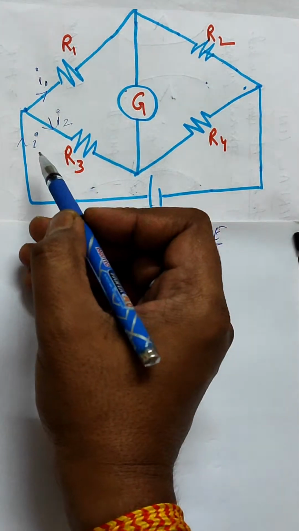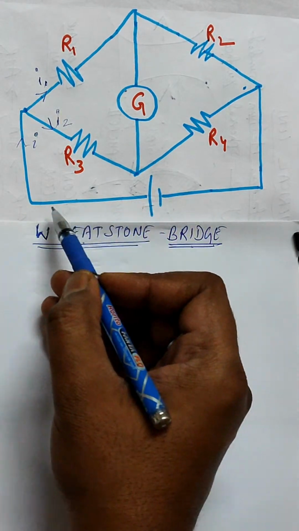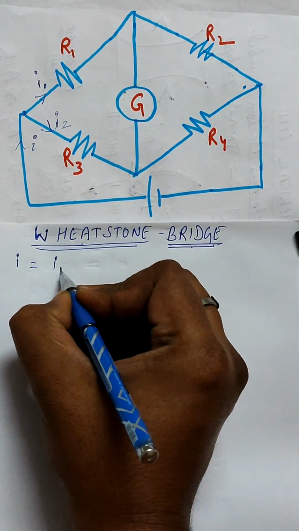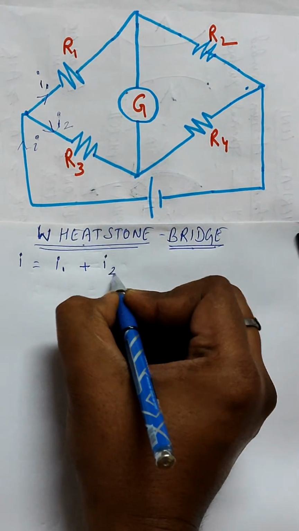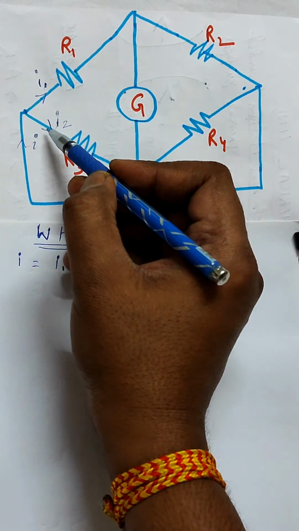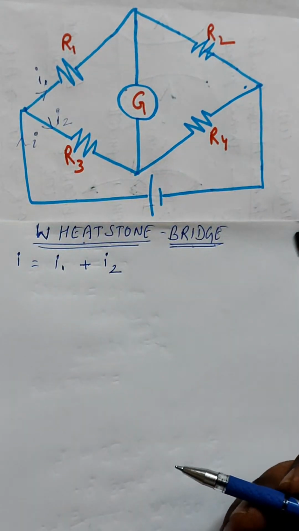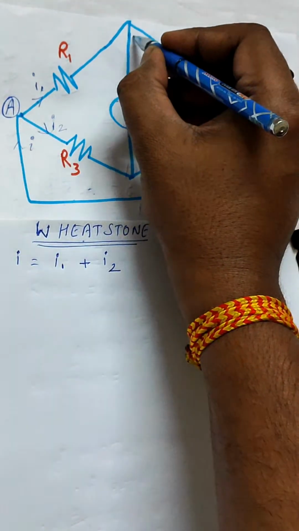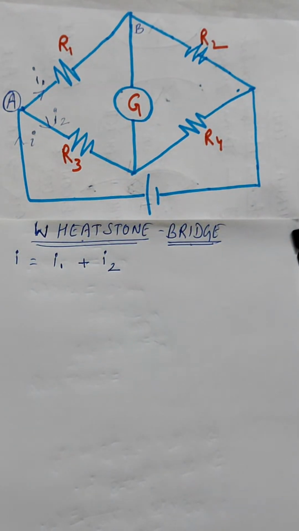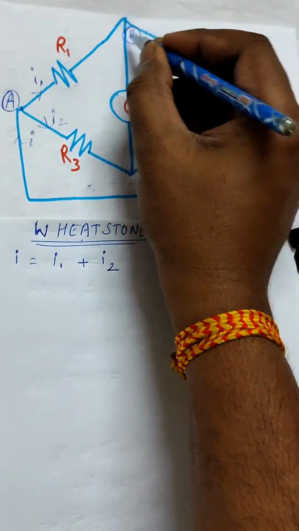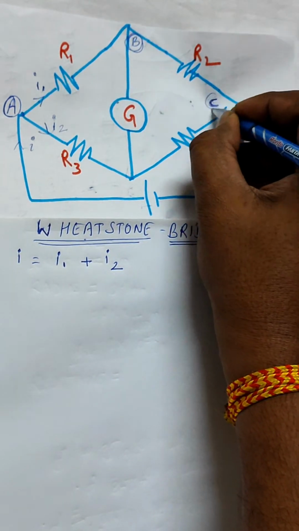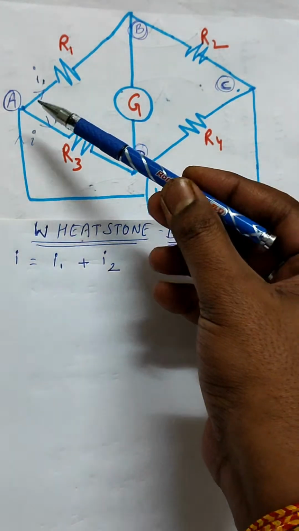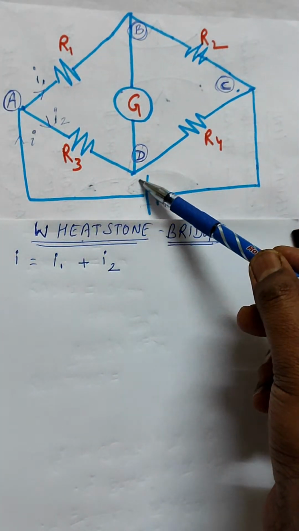This is a battery. When current I is flowing through it, I is divided into two parts: it goes into one branch as I1 and into the other branch as I2, and I1 and I2 both added give you the main current I. Now let's say this is point A, this is point B, this is point C, and this is point D. These are the four junctions A, B, C and D.